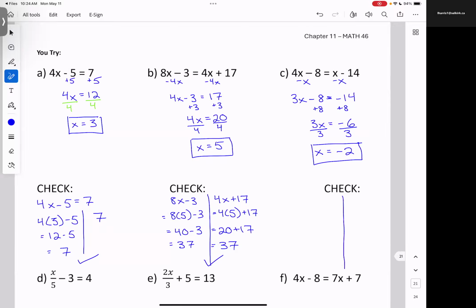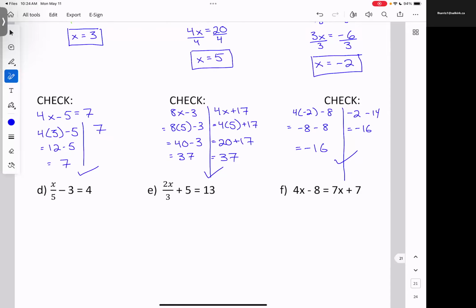So on the left, we'll have 4 times negative 2 minus 8. And on the right, we'll have negative 2 minus 14. So we get negative 8 minus 8, which is negative 16. And we also get negative 16 on the right, which is what we were hoping for. So yes, that makes sense.